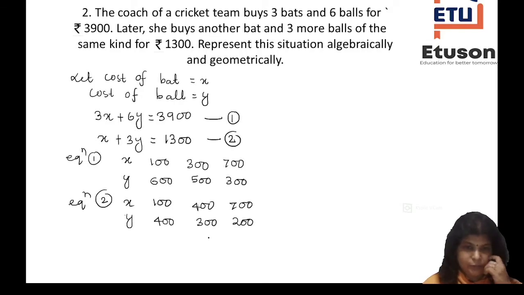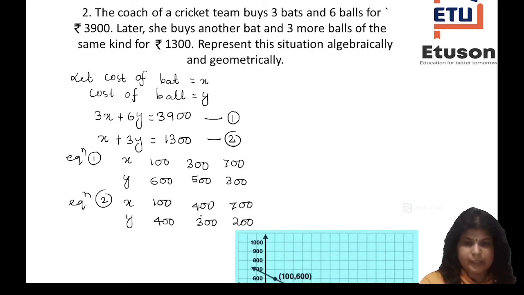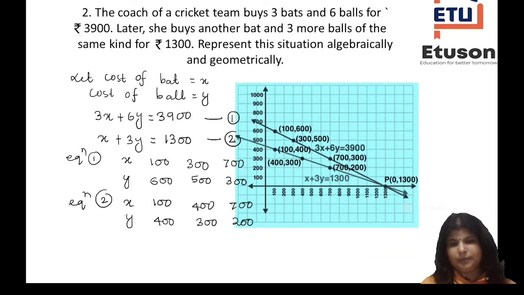So now if you plot the graph, you will get the graph like this, correct? So it is intersecting at point 700, 300. Okay children. So you could understand how to represent it algebraically and geometrically.